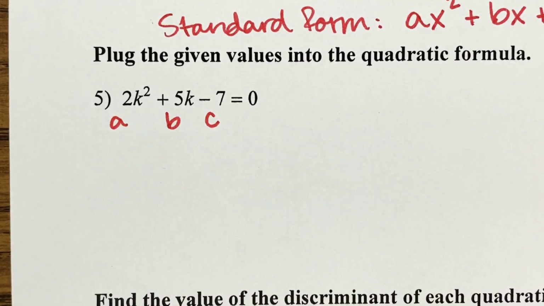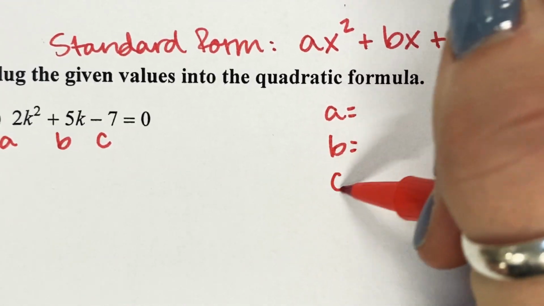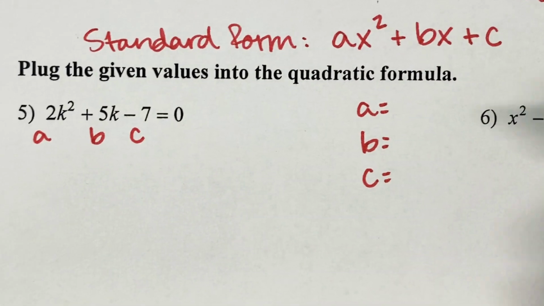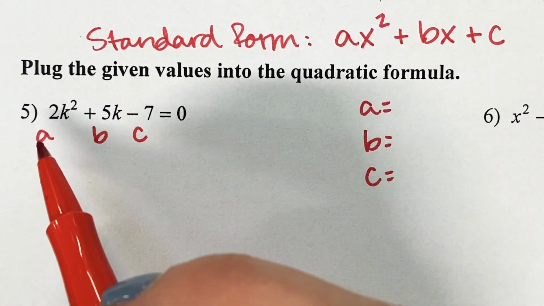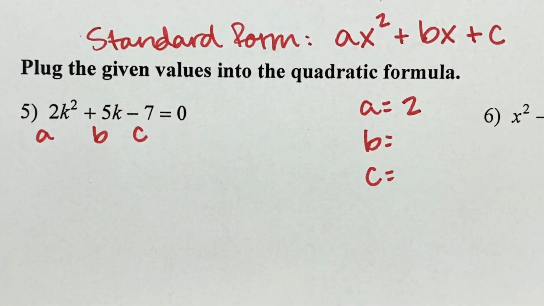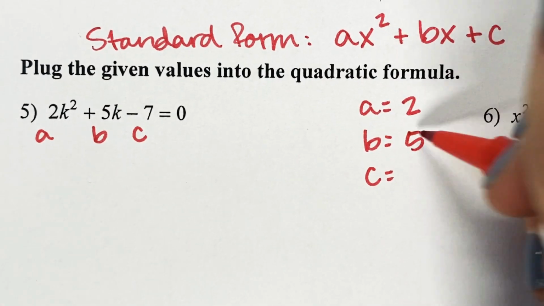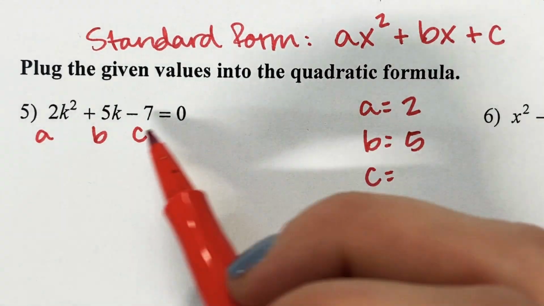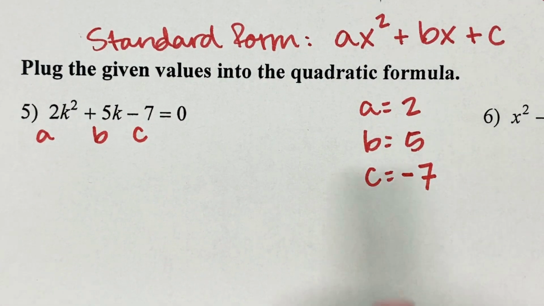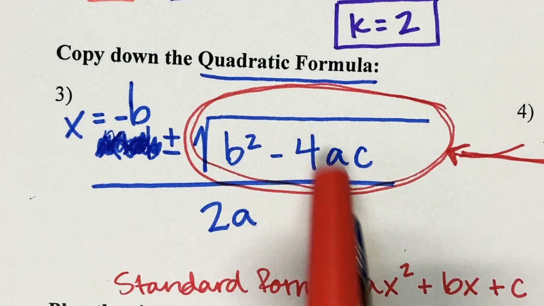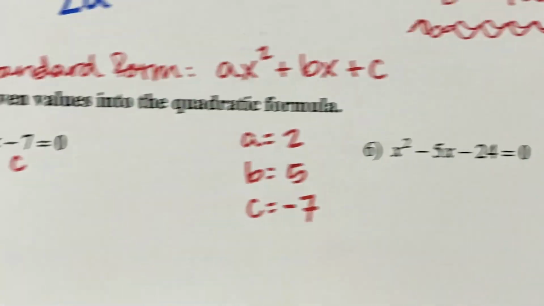So a, b, c. So let's identify what is my a, what is my b, and what is my c. So looking over here, what number, what coefficient is my a? It's going to be 2. What coefficient is my b? It's going to be 5. And what coefficient is my c? -7. Now that we know these things, we can just fill in everywhere we see an A or a B or a C, we can fill in with these numbers.